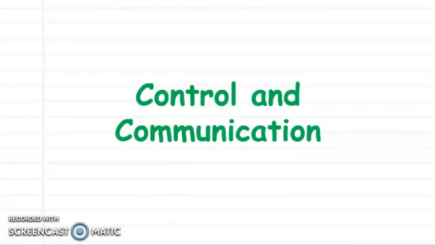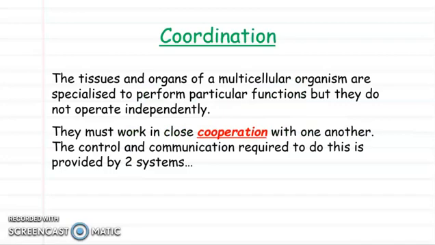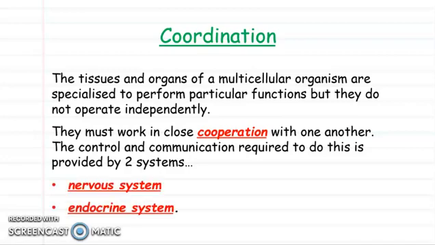Control and communication. The tissues and organs of a multicellular organism are specialized to perform particular functions, but they do not operate independently. They must work in close cooperation with one another. The control and communication required to do this is provided by two systems, and that is the nervous system and the endocrine system.